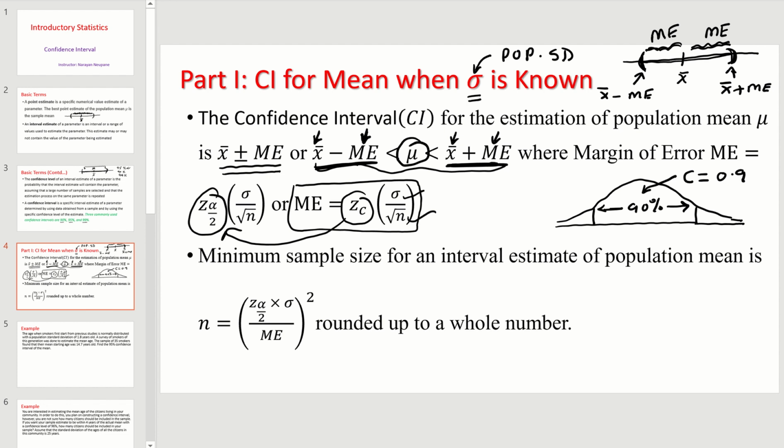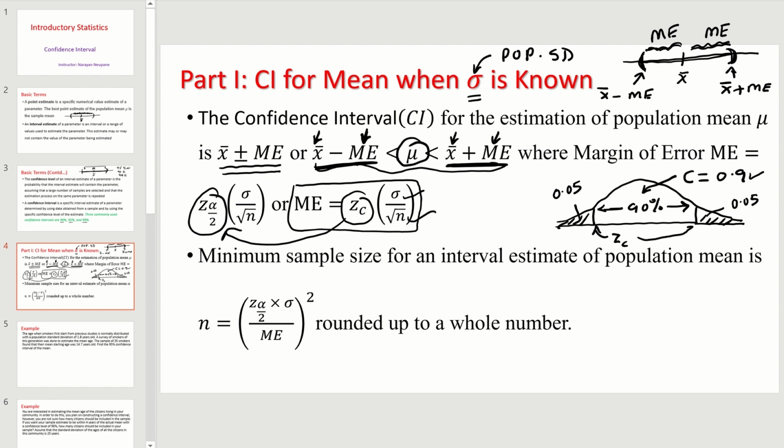Okay, and out of 100%, the 10% is remaining here and here, which is equally divided into two parts. So total is 100%. We already have 90% here. So 10% is remaining, and that 10% is divided into two parts, which is 5%. 5% is here, 5% is here. So this z value here is called the z critical.